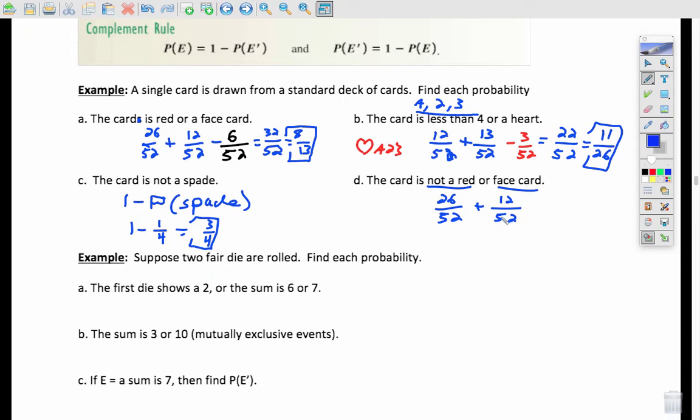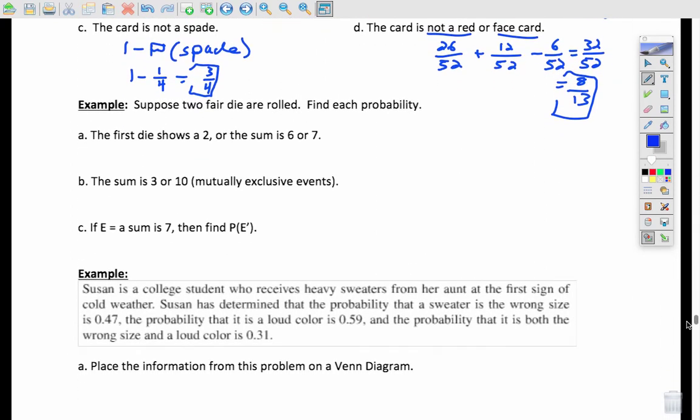I think I misinterpreted the problem here because I was going to get something bigger than 1 if I kept going. And then the cards that are both not red and face cards are all the face cards that are clubs and spades. That's much better. So 32 out of 52, and again that reduces to 8 over 13. Okay, so not too bad to do there. We've just got to stop and think about unions and complements and what's going to make our life a little bit easier to do the probabilities.